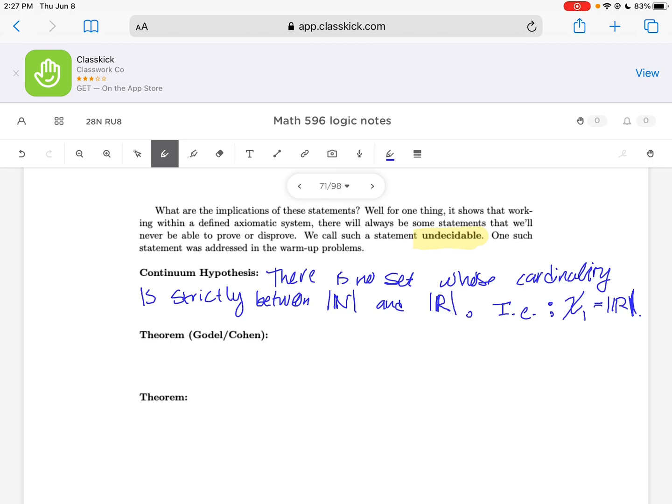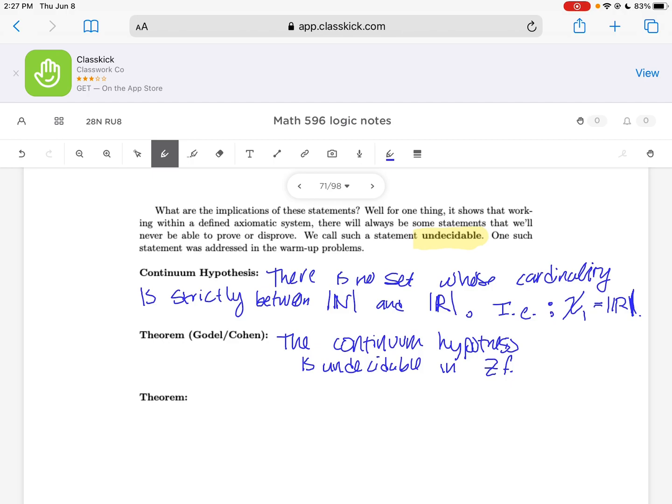And Gödel, along with another mathematician, Cohen, actually proved that nobody's ever going to prove it one way or the other. The continuum hypothesis is actually undecidable in ZF, in the axiomatic system that we usually work in. So they proved that the continuum hypothesis is undecidable in the Zermelo-Fraenkel axiomatic system. So we're never going to prove it one way or the other.